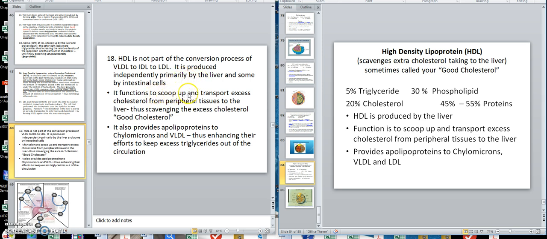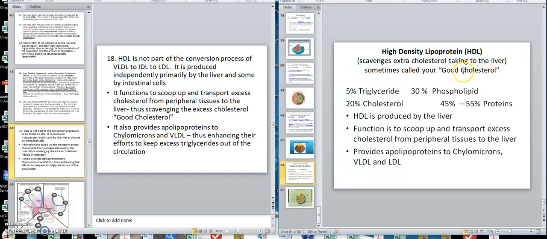It functions to scoop up and transport excess cholesterol. Now, cholesterol that got lost along the way, so it doesn't cause atherosclerosis, is being scooped up and carried back to the liver. So it's a scavenger carried back to the liver. So it doesn't clog up your blood vessels. See, it's high density because look, a big protein amount. Scoop up. So that's why they'll oftentimes call HDL your good cholesterol.